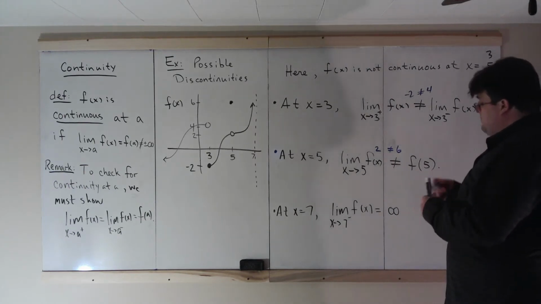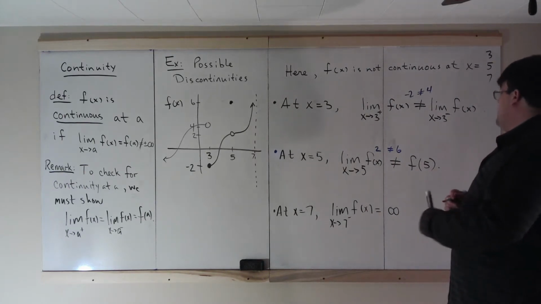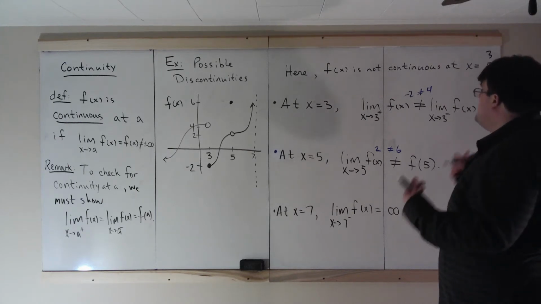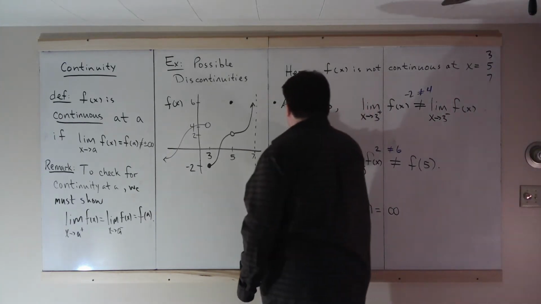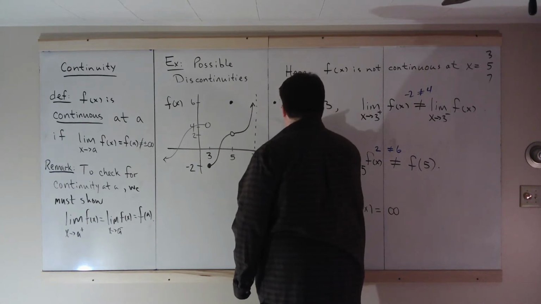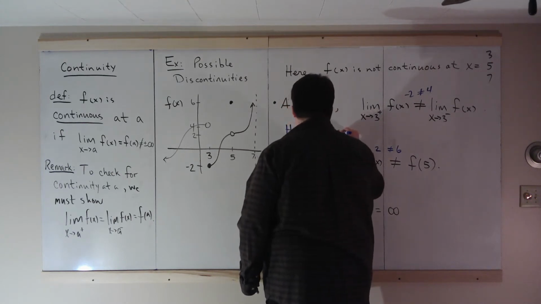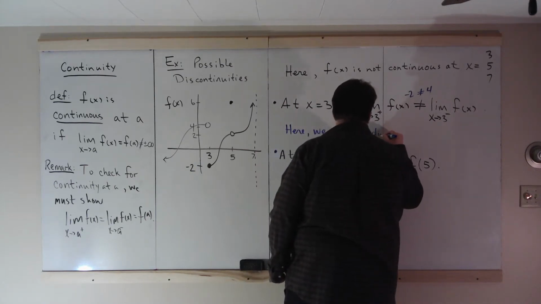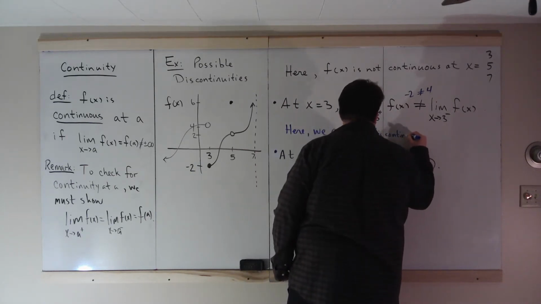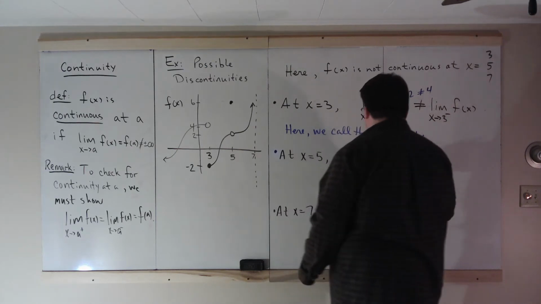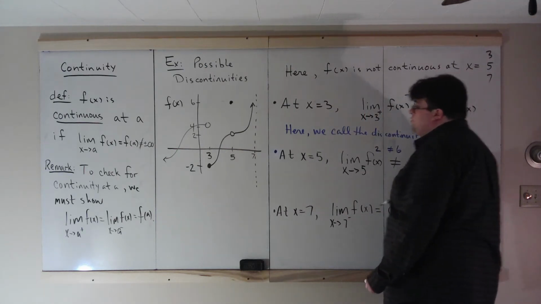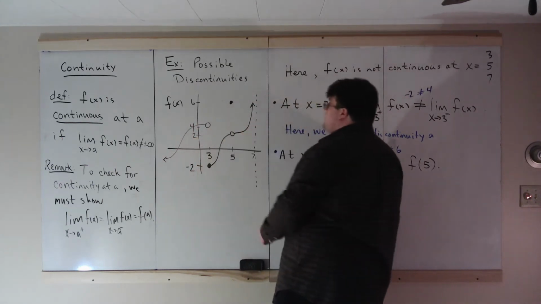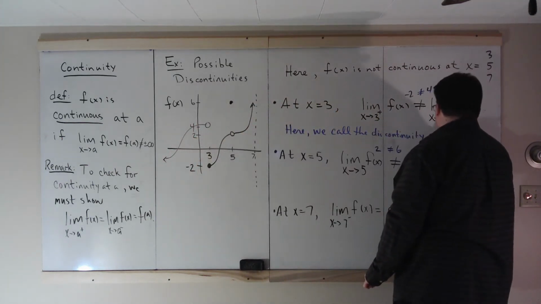So right here we have 3 different types of discontinuities. These are the 3 different discontinuities, and we have words that can describe each of them. So here we call the discontinuity, which one do we have here? So it goes, the function is up here and then it jumps down there. We call that a jump discontinuity.